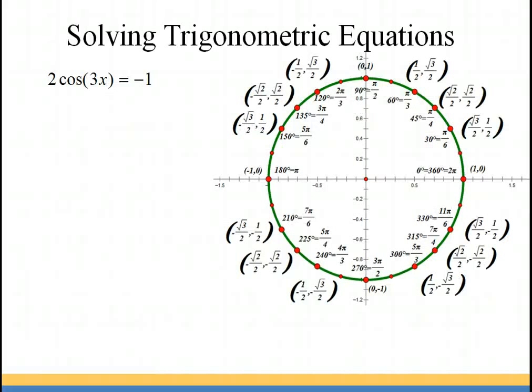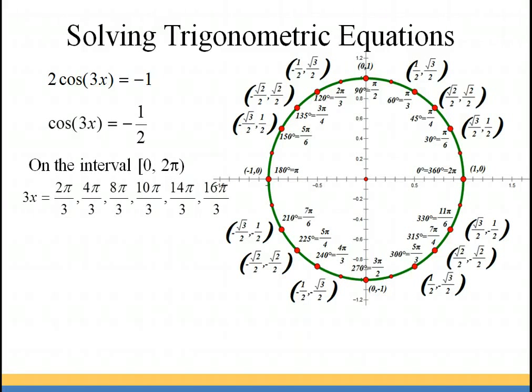Our next problem is 2 times the cosine of 3x equals negative 1. So again, we're going to isolate our cosine, and we get the cosine of 3x equals negative 1/2. We're going to work this problem the same way we did the other ones. We're going to look to see where we have negative 1/2 on our unit circle for cosine, our x value. So that's going to have to be in quadrants 2 and 3, where the cosine is negative or the x values are negative. So we have 2 pi over 3, and we have 4 pi over 3.